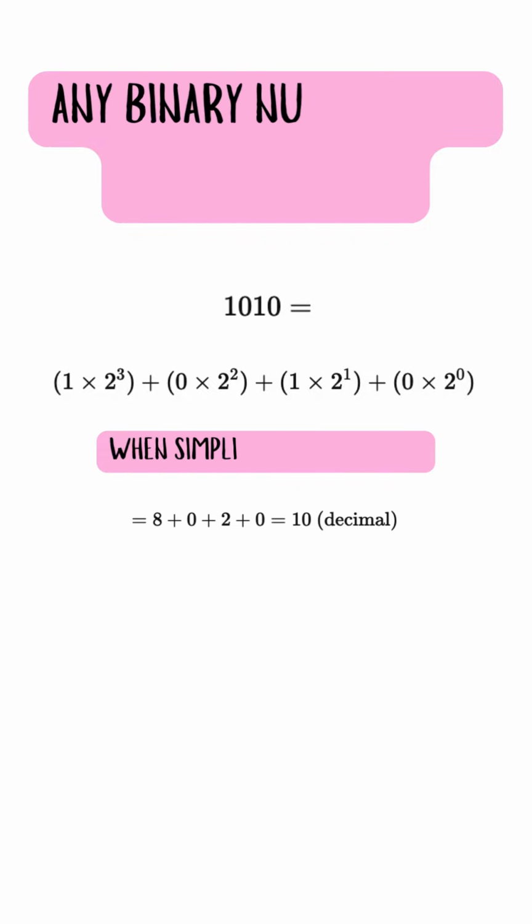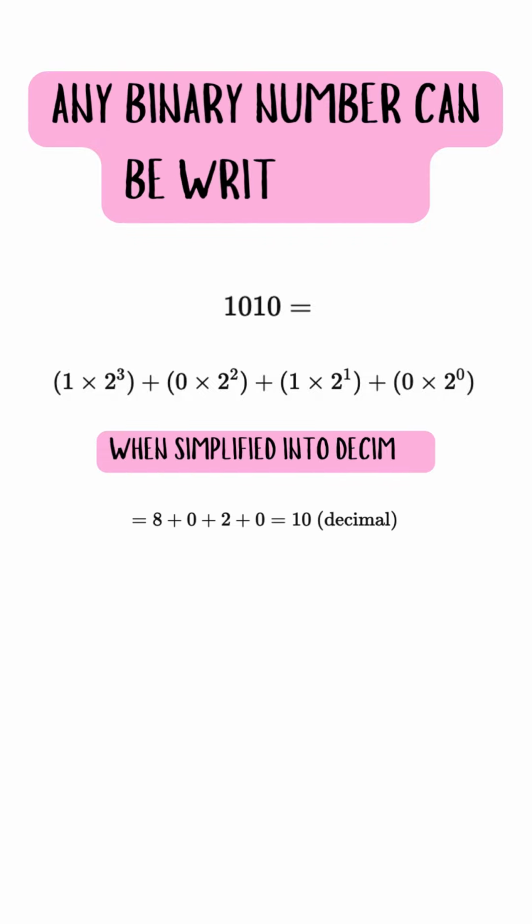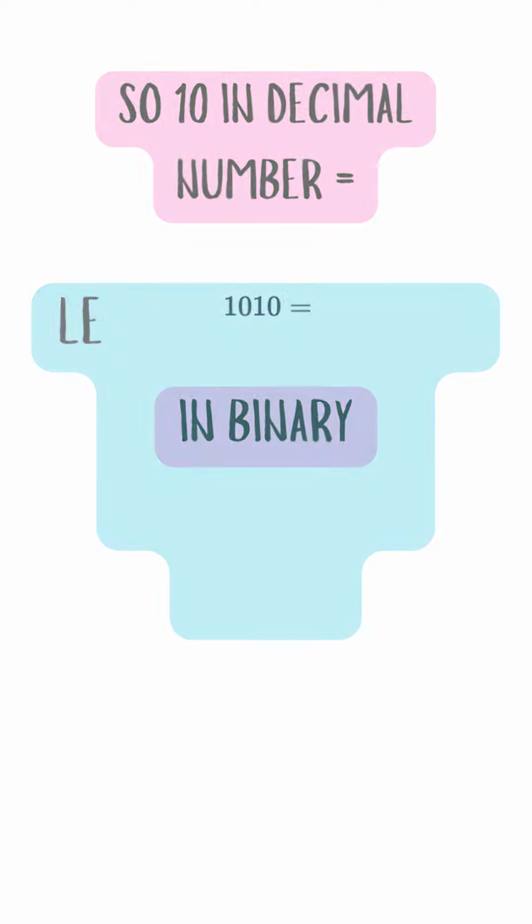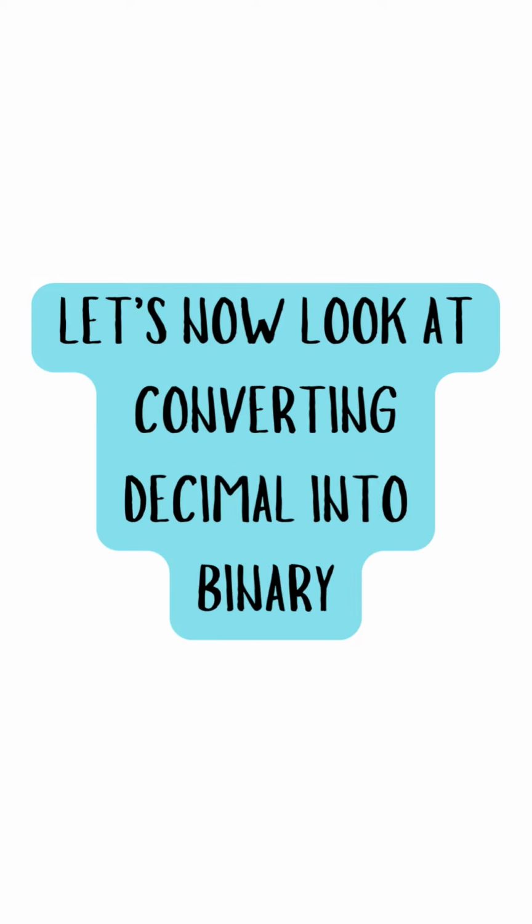Now each of these brackets in here can be taken and simplified into just decimal numbers. So we can simplify 1 times 2 to the power of 3 into 8 and so on to get the decimal number 10. Now let's look at converting decimal into binary.